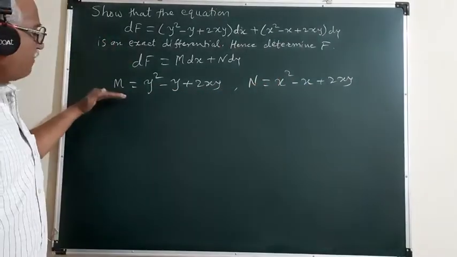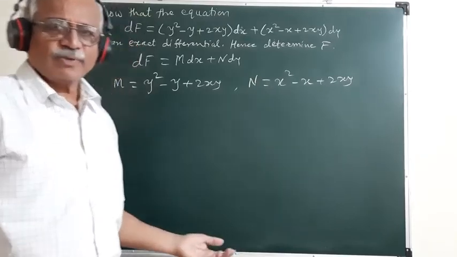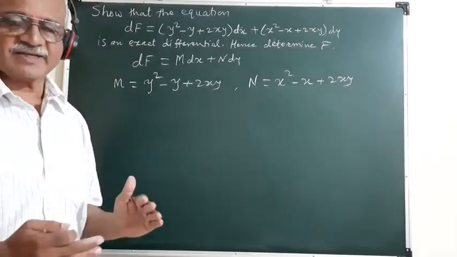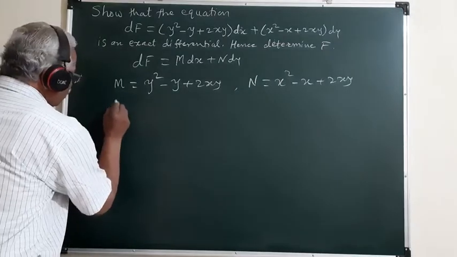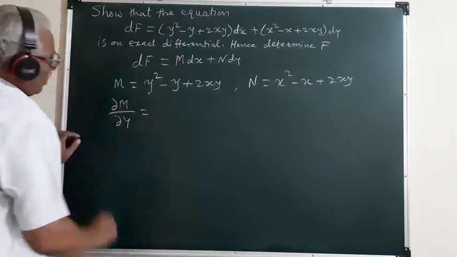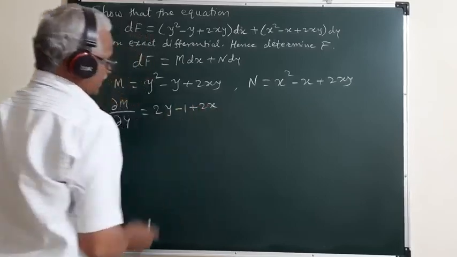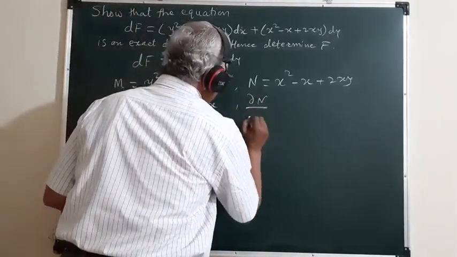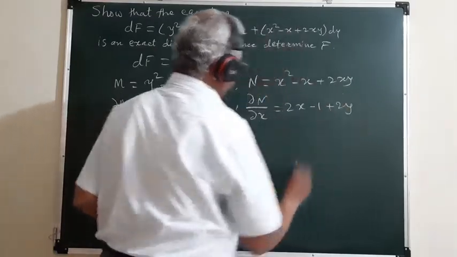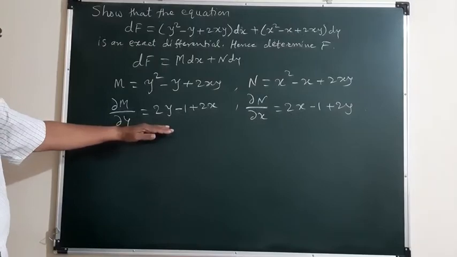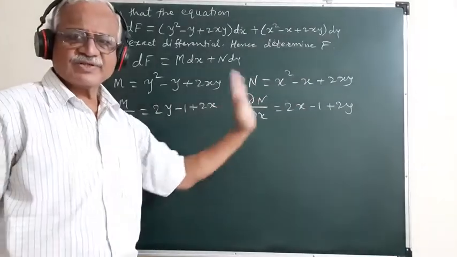Now differentiating m partially with respect to y and differentiating n partially with respect to x, let us obtain dou m by dou y and dou n by dou x and check whether these partial derivatives are equal or not. Dou m by dou y will be 2y minus 1 plus 2x, and dou n by dou x will be equal to 2x minus 1 plus 2y. If we observe these expressions, the right hand sides of both are the same.